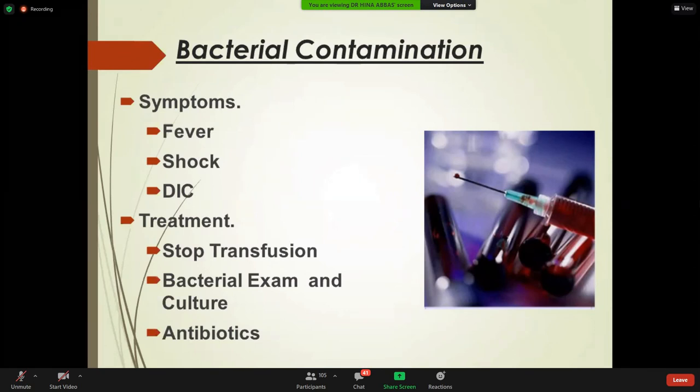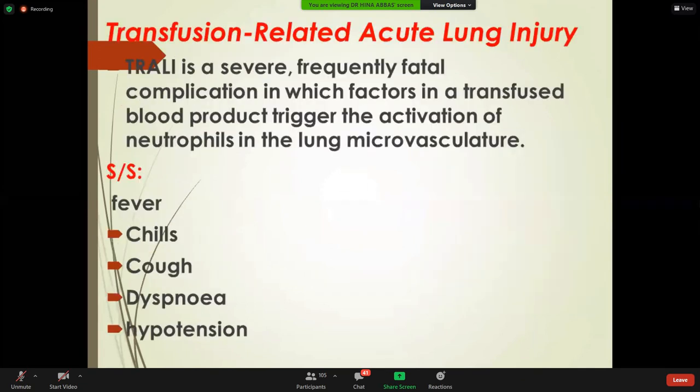The third reaction is bacterial contamination. The symptoms are fever, shock, DIC. Treatment is stop transfusion, bacterial exam and culture, and antibiotics. It is mostly the reaction to gram negative organisms. The patient goes into some sort of septic shock as well, so this needs to be taken care of. Stop transfusion, immediately send the blood for culture and give antibiotics to the patient.